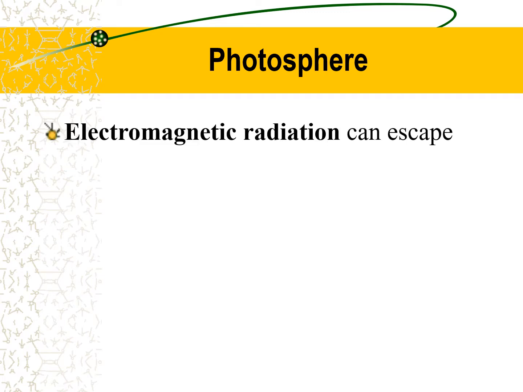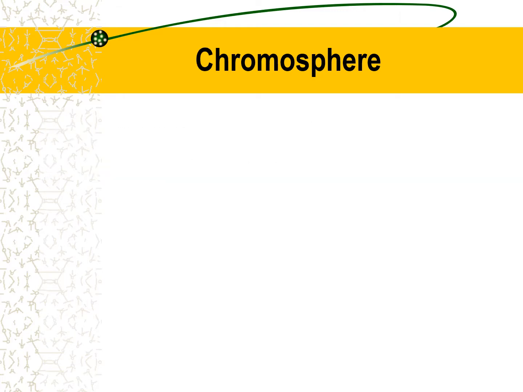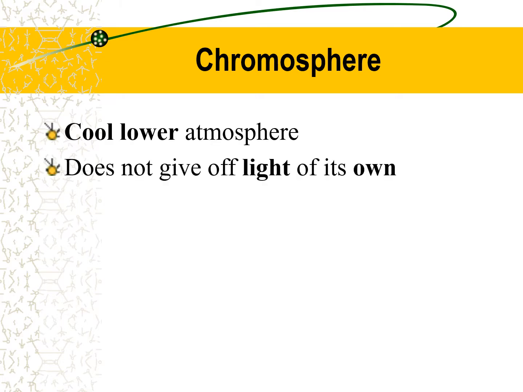The photosphere is where the electromagnetic radiation from the center can escape. This is also the part of the sun that we see when we look up in the sky. The chromosphere is actually the lower, cooler atmosphere of the sun. It doesn't give off light of its own like the photosphere does. It's also a low-density gas. So if we were to look at the gas above the surface, we would see an absorption spectrum for the chromosphere.